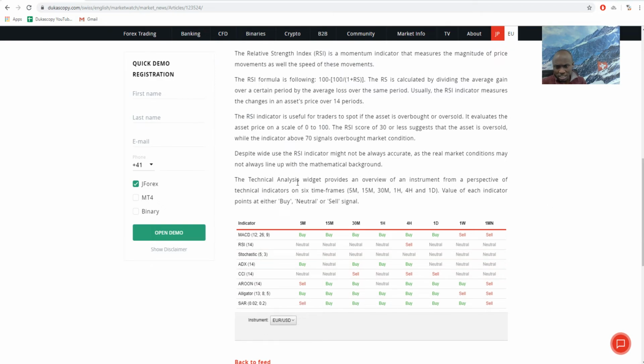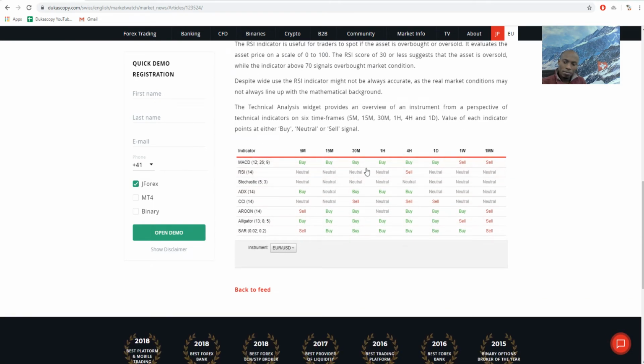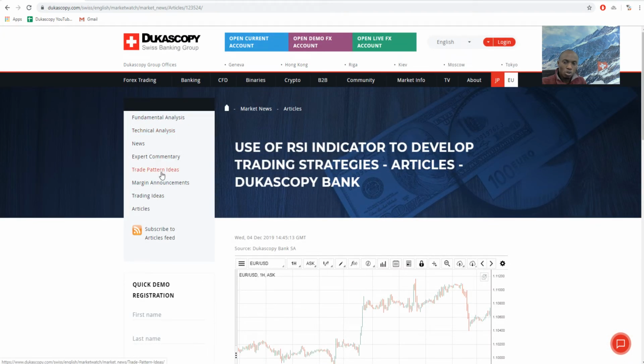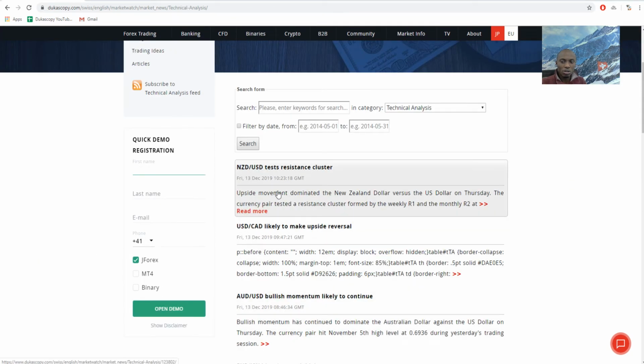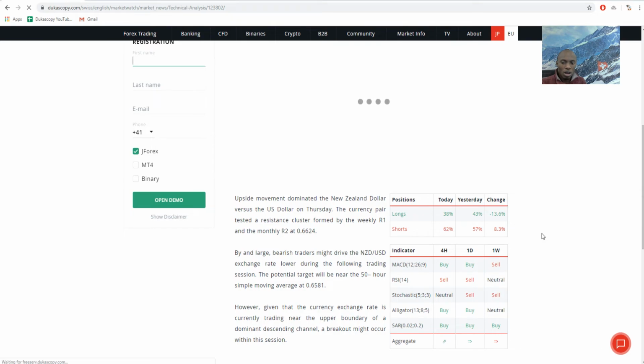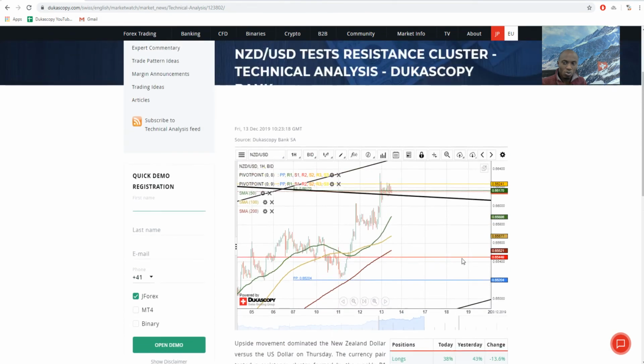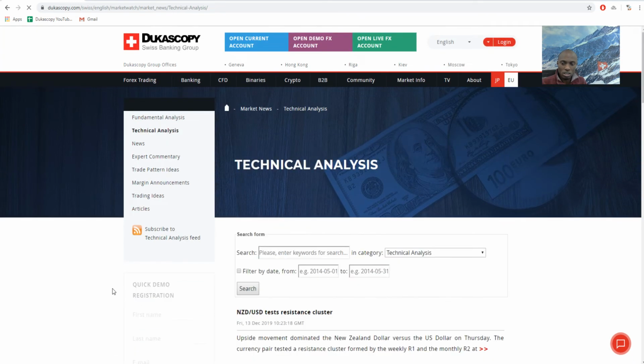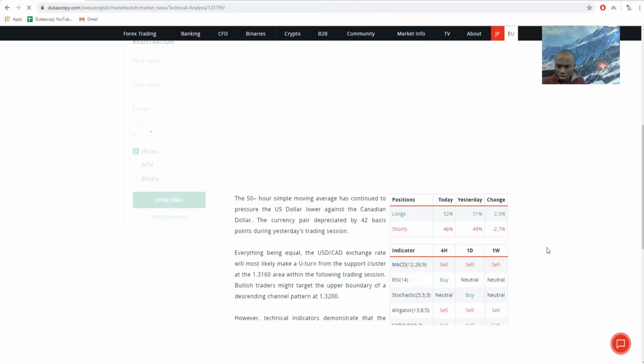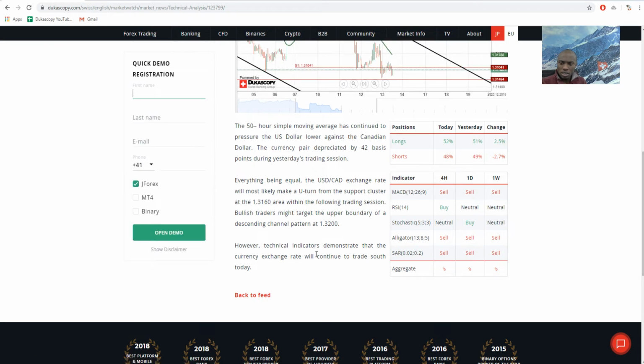And finally, the analyst said that the technical analysis will just provide an overview of the instrument from the perspective of technical indicators. Yeah, this is it. If you look at our technical analysis, both trading pattern and idea, we always have the technical indicators, and most times I myself reference the technical indicators. If you come across technical indicators, I believe I reference it in one of these. Look at it. However, technical indicators demonstrate that the currency exchange rate will continue to trade south today. Why I said so, the technical indicator reference.